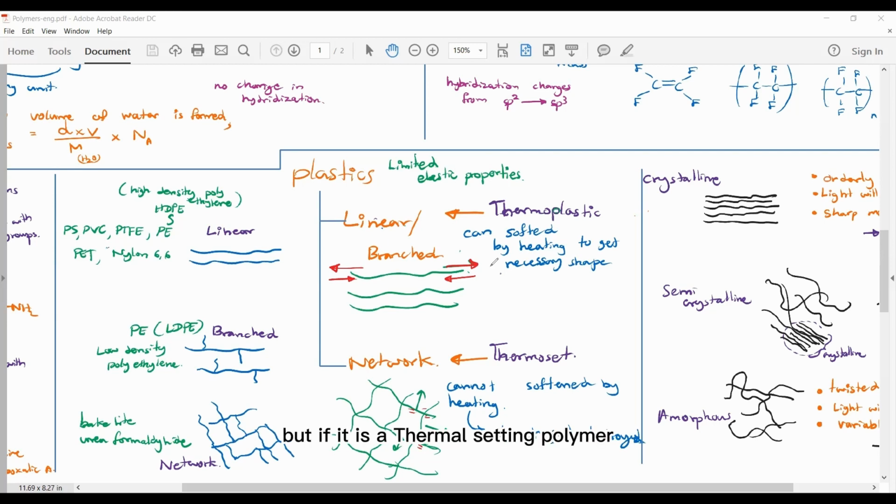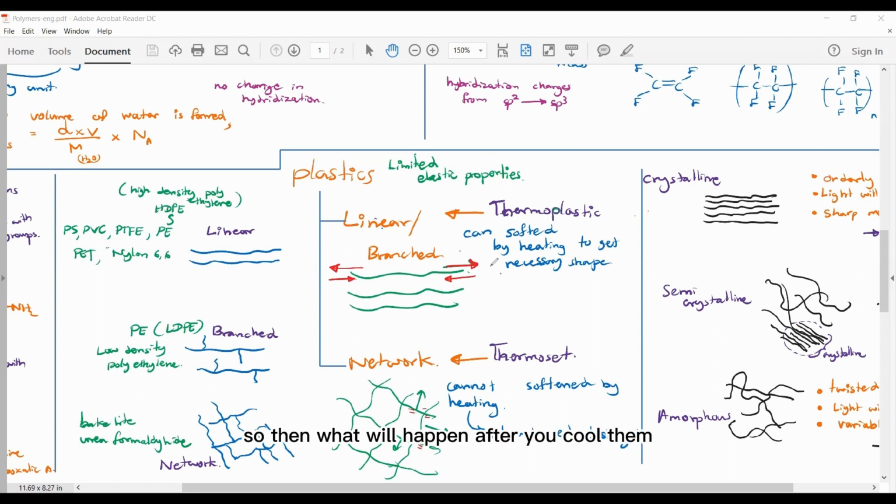But if it is a thermosetting polymer, the problem is you can heat, but after heating, those polymer chains are going to be broken. So I have written there network polymers. You can see the bonding in the network polymers. It's like a net, exactly. So when you heat them, they will try to move away relative to each other, which causes the breaking of their bonds in the polymer chains.